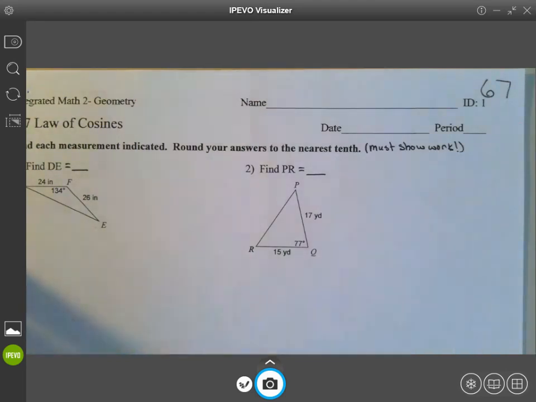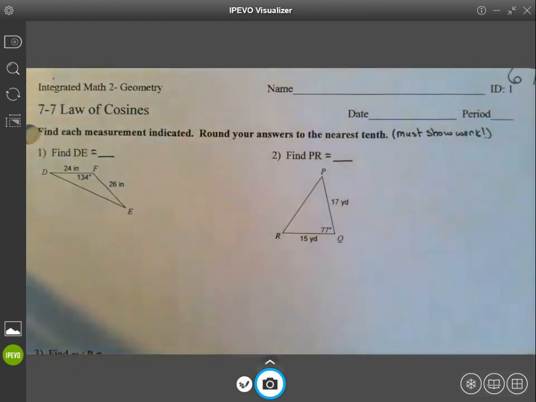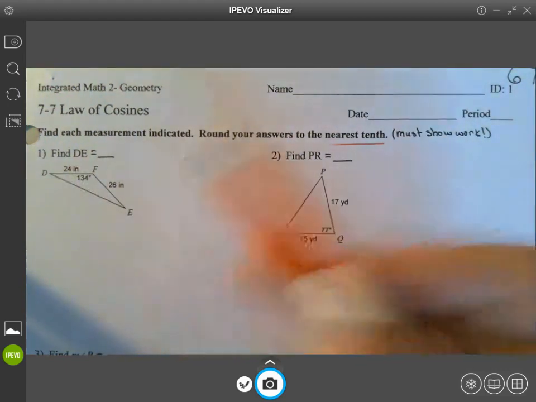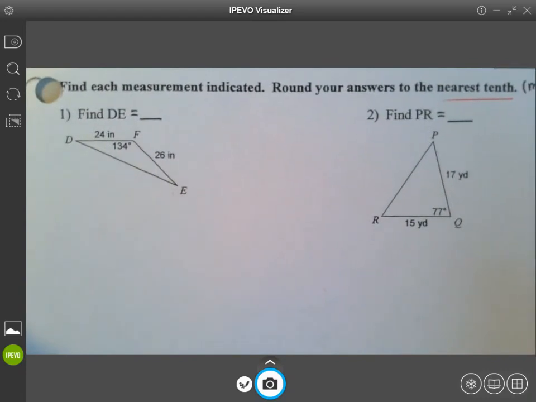Okay, so in worksheet 67, we're doing more law of cosines. On the front of this, it says find each measure indicated, round to the nearest tenth. So everything's the nearest tenth, whether it's an angle or a side. When you look at this, we're not finding everything. We're only finding the one piece that it's telling us to. On this first one, it says find DE.